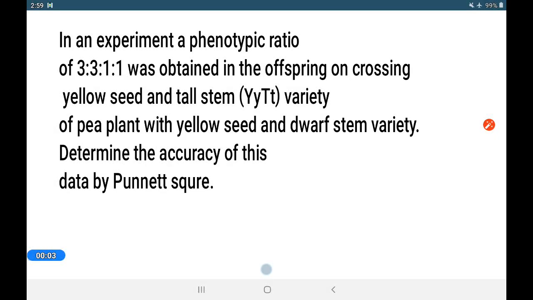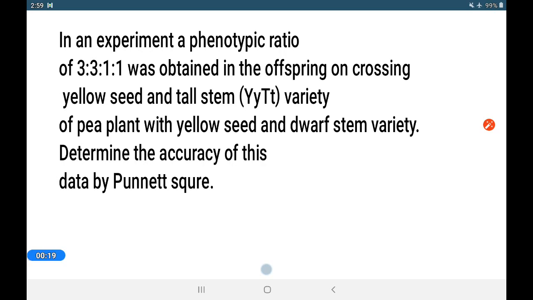Welcome to bio class. We have completed the dihybrid cross and we got the ratio and others, and here are some problems in front of you. Just see this one.